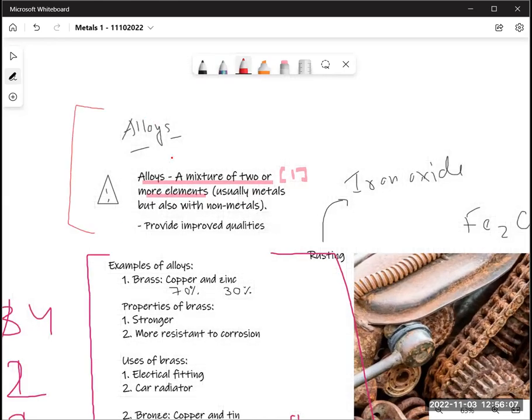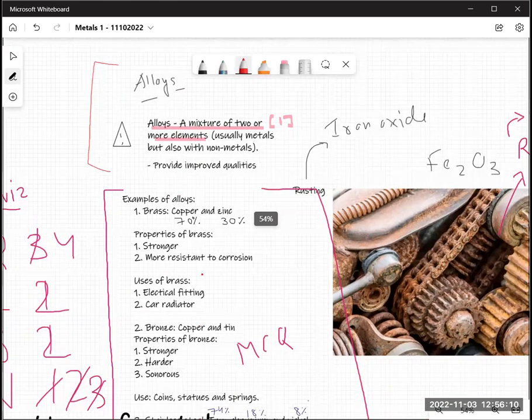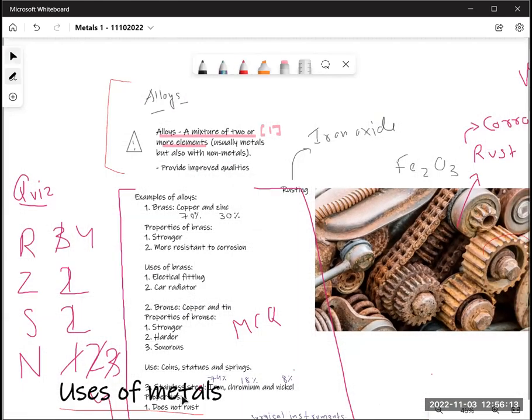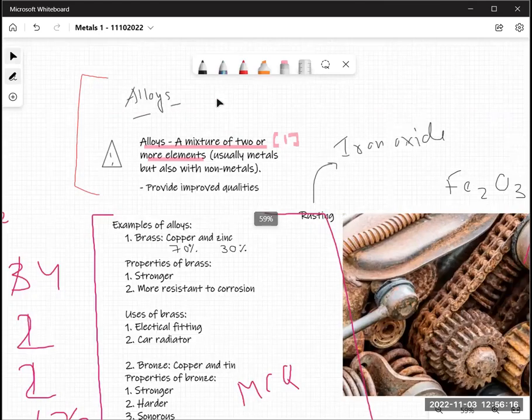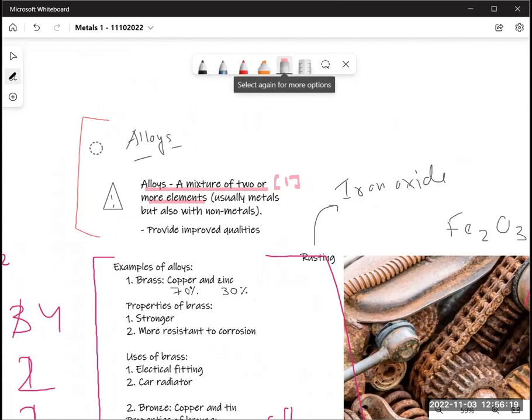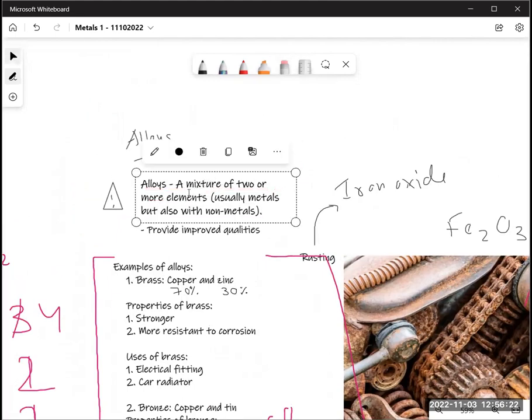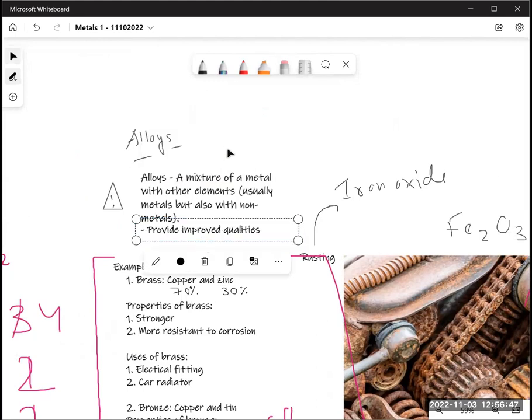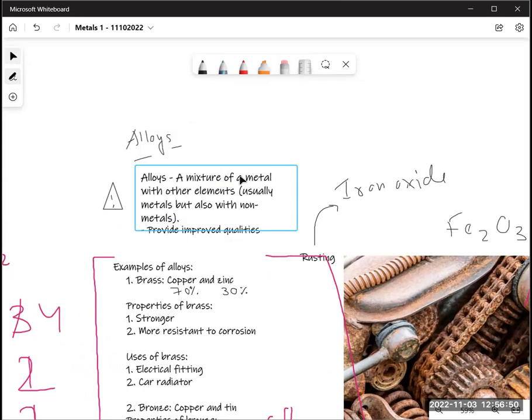You read it first. So Anas, start reading. Everyone start writing alloys, and then the example of alloys. Alloys: a mixture of two or more elements, usually metals, but also with non-metals. Stop, you don't have to write this. We have to change it a bit. A mixture of a metal with other elements. That's the definition in your syllabus booklet. That's much better. You can write the previous one as well, but this is an improved definition, which is from the marking scheme basically.